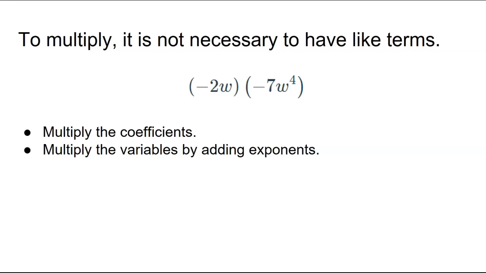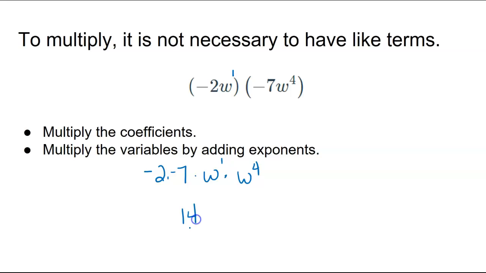You pause the video and try this one on your own. You should have recognized that there's an invisible exponent of 1 on anything that doesn't have an exponent. We are multiplying our coefficients, -2 times -7, and multiplying our variables by adding the exponents.